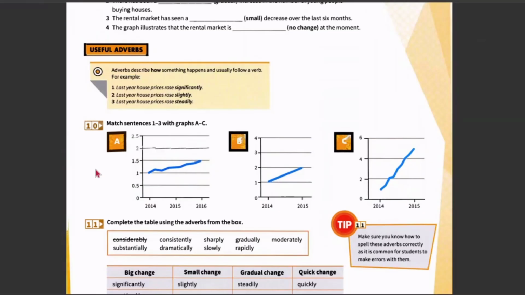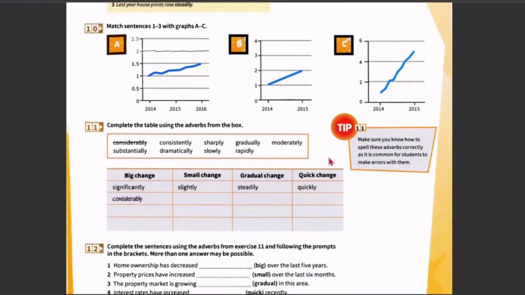It is A because the prices are going very slowly. It's going down first and then going up. So it is a slight change. Very good. Number three, last one: last year house prices rose steadily. Yes, it's B, because it is a straight line and it is rising gradually or steadily. It's going up very slowly. Very good. Excellent. Well done, dear. That was great.